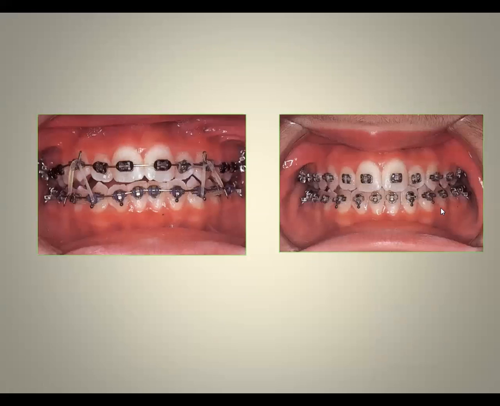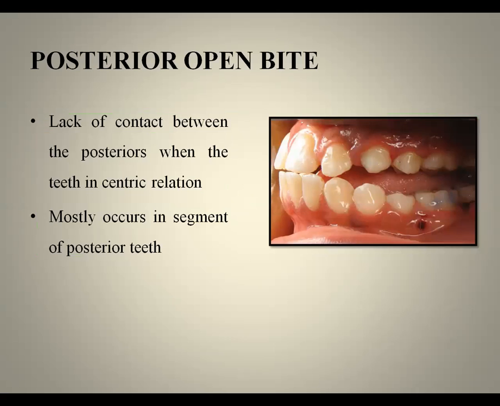When a mild open bite case is there, we can treat it just with fixed orthodontic appliance and achieve correction. But when severity is there, we need to go for surgical management. For skeletal open bite cases, we need to do both surgery as well as orthodontics.